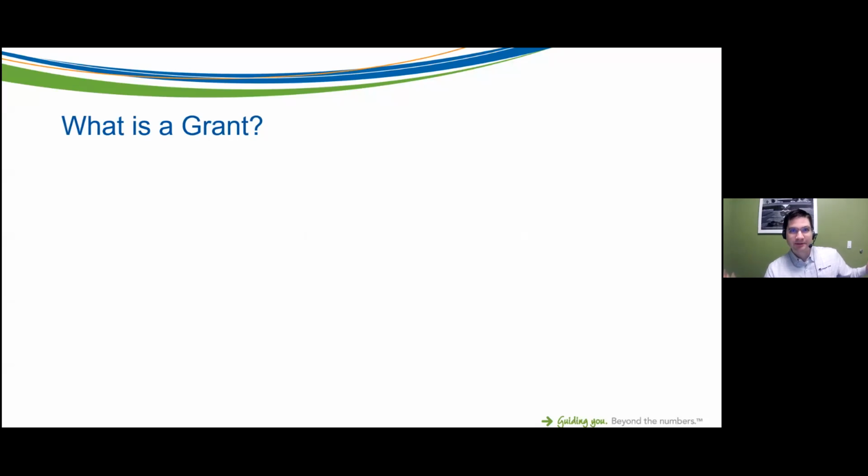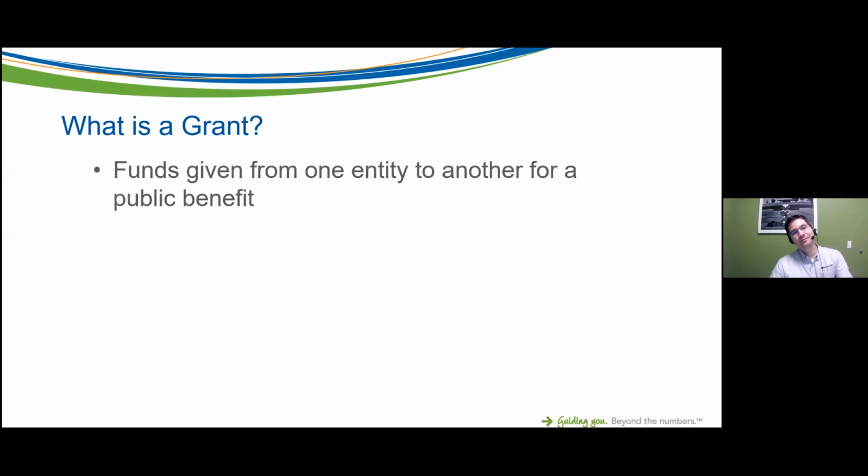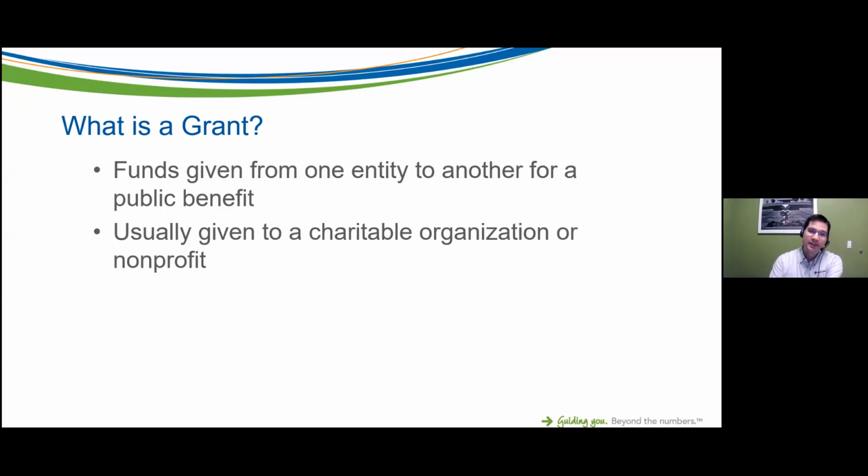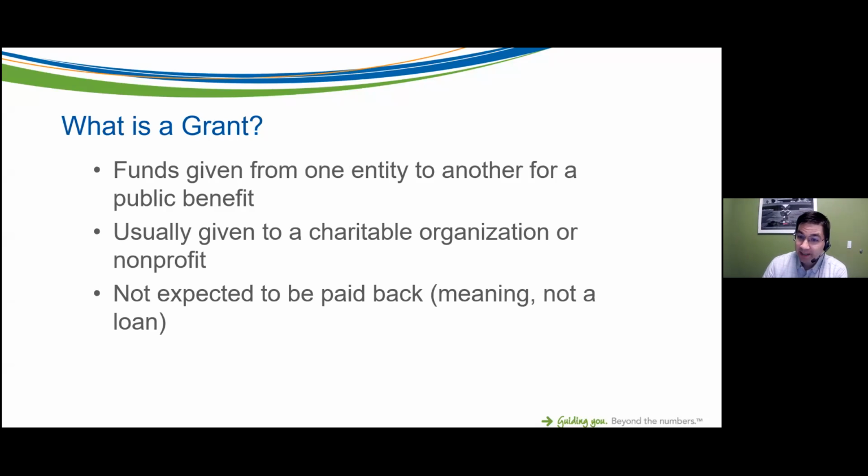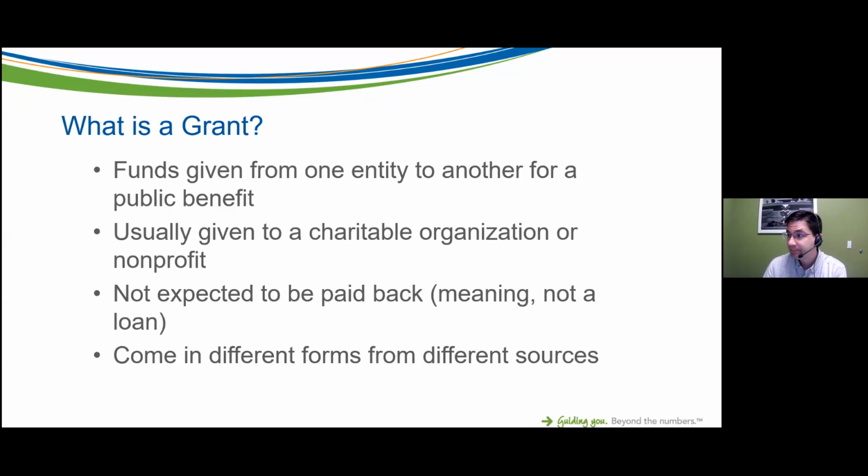So, to basics. What's a grant? We got to start somewhere. Grants are funds given from one entity to another for a public benefit. And they're usually given to a charitable organization or a nonprofit. They are not expected to be paid back, meaning they're not a loan. And they come in different forms from different sources.